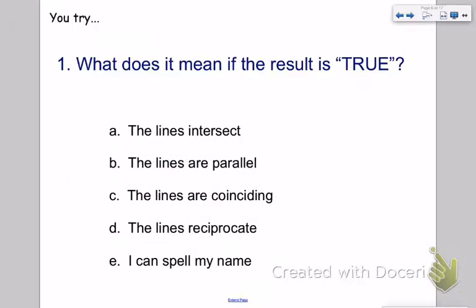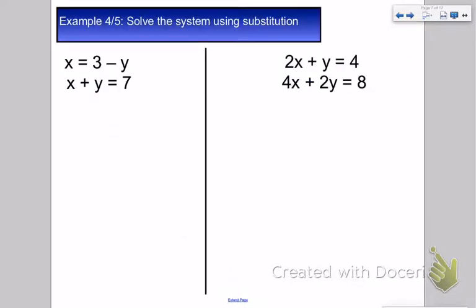Go ahead and do the U-try, and then we will do the notes on the next slide. All right, we have 2 more examples left for the notes. So if we start with number 1, we notice we already have x equals by itself on one side. So I'm going to take what x equals and plug it into the bottom equation for x.